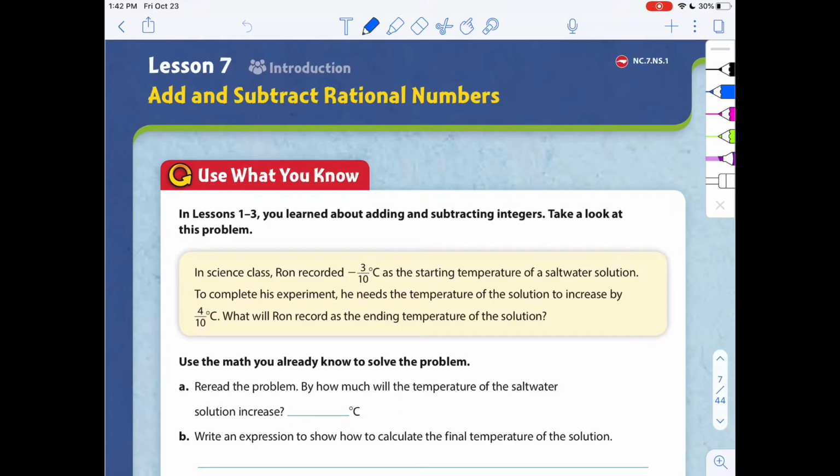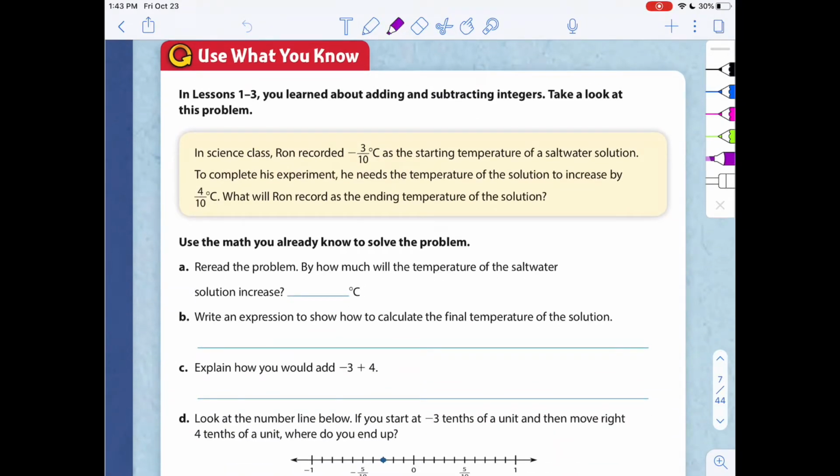Let's answer a few questions to look more in depth at this problem. Reread the problem. By how much will the temperature of the saltwater solution increase? When we reread this problem, we see that he originally recorded the temperature at -3/10 degrees Celsius. This was his starting temperature. Then he needed to increase it by 4/10 degrees Celsius. So he needed to increase the solution by 4/10.